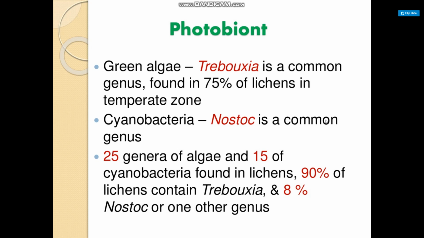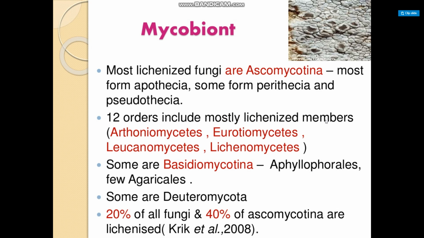Photobionts. Green algae: Trebouxia is a common genus found in 75% of lichen in the temperate zone. Cyanobacteria: Nostoc is a common genus. 25 genera of algae and 15 of cyanobacteria are found in lichen. 90% of lichen contain Trebouxia and 8% Nostoc and one other genus.